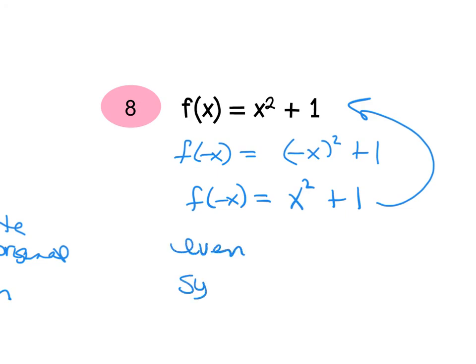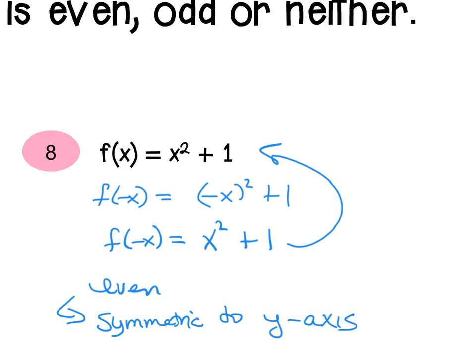And it'll be symmetric to the y-axis. So when it's even, it'll be symmetric around the y-axis. If you think about it, this is a graph of a parabola. So if I have my y-axis here, it's going to look like this. And it'll be symmetrical. Think of this y-axis as the line of symmetry.